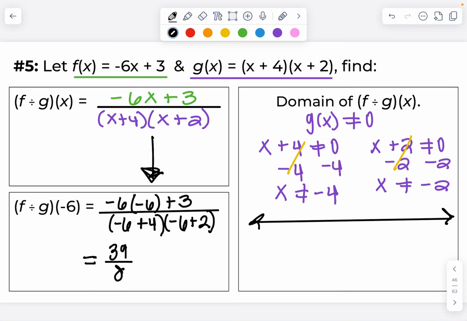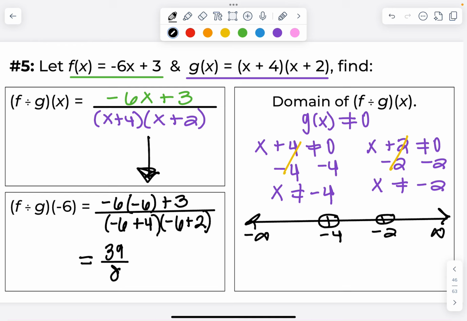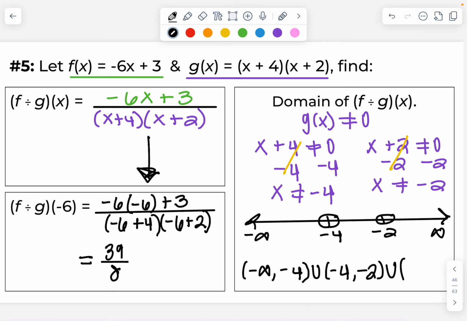On my number line, I've got to put a negative 4 and I've got to put a negative 2 somewhere. Which one comes first on this leftmost tick? The negative 4 or the negative 2? Okay, it's the negative 4. And then I've got negative infinity on this end of my number line and a positive infinity over here. So what this looks like in interval notation is negative infinity up to negative 4, union negative 4 to negative 2, union negative 2 to infinity.